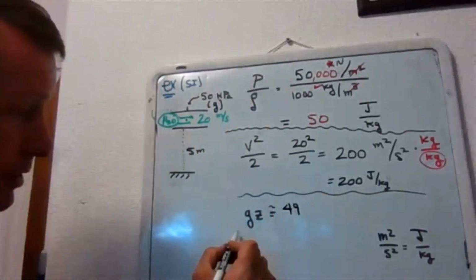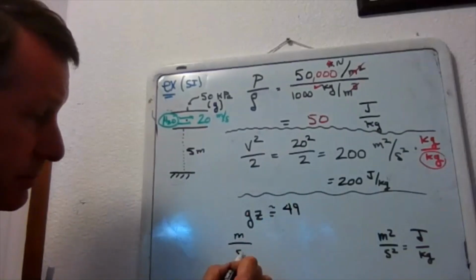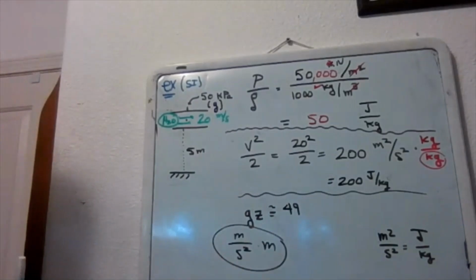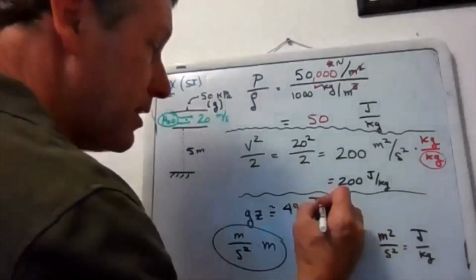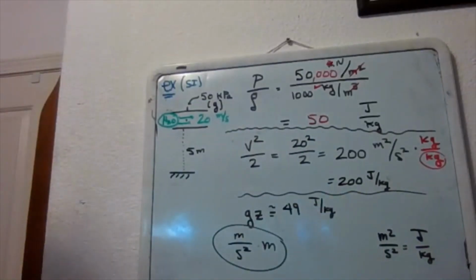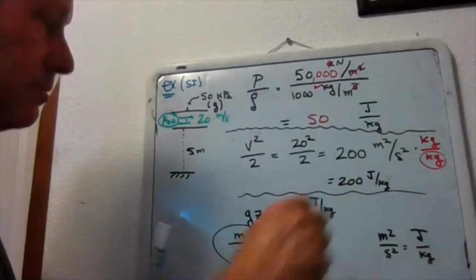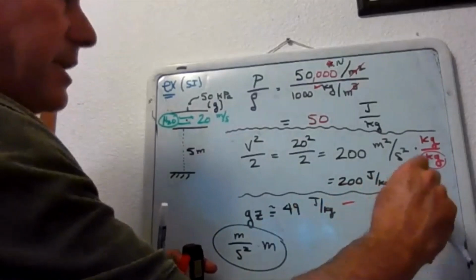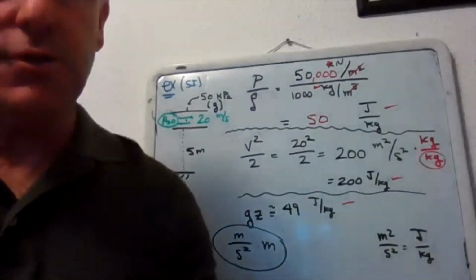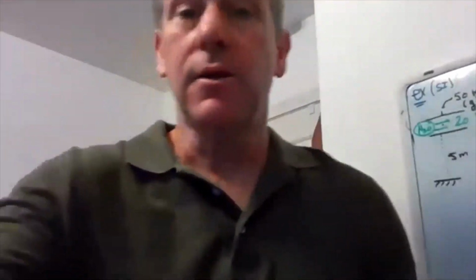And how about units? This is meters per second squared. This is meters. So the units for this are meters squared per second squared, and that's joules per kilogram itself. Okay, so there we've got it. We've got the three different energies: the potential energy, the kinetic energy, and the pressure energy, and we could add those all up to get the total energy. Okay, good enough.